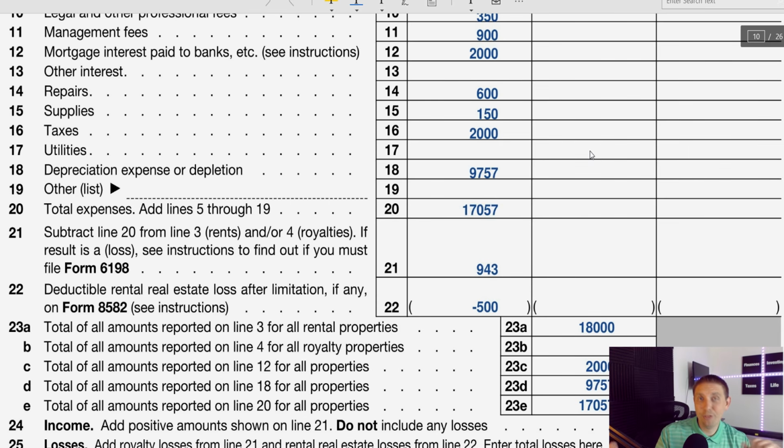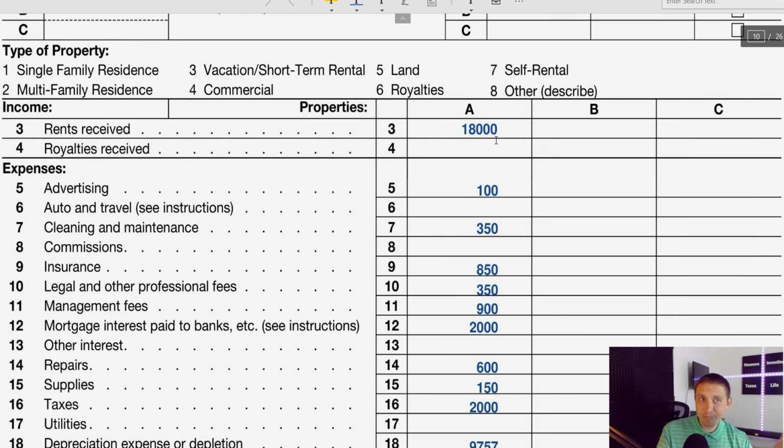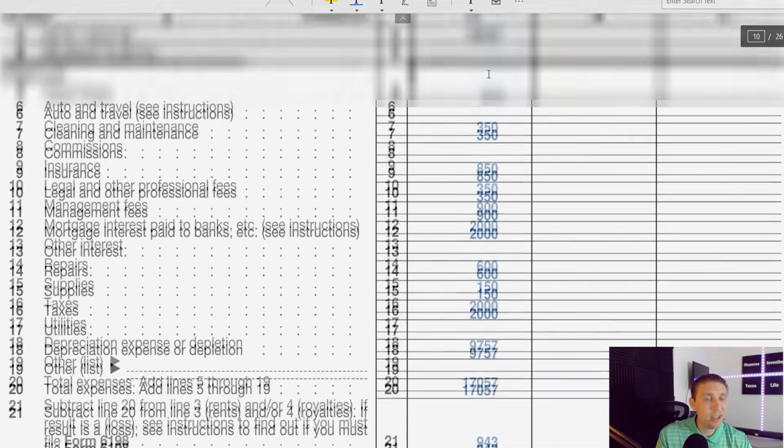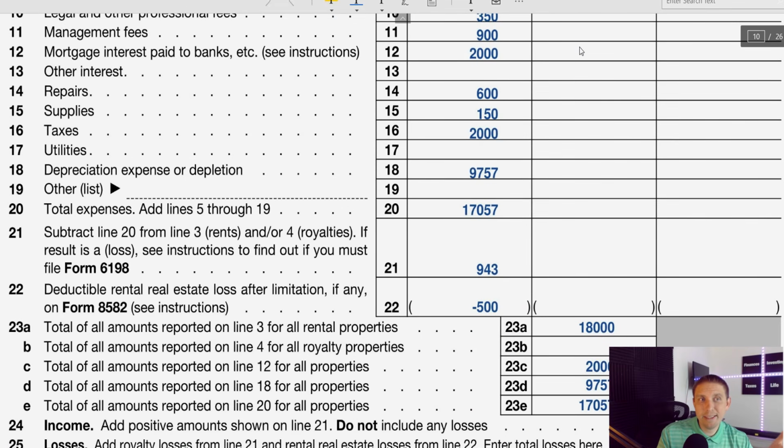There are actually guidelines. Passive income, the 18,000, that's passive income, right? That's how the IRS looks at this. And these are passive expenses. So passive expenses can only offset passive income in general.